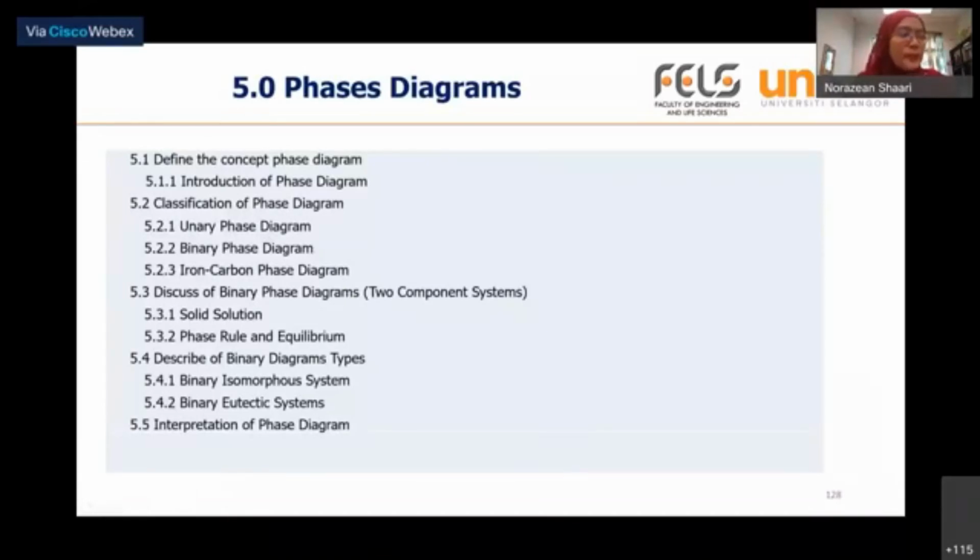Panjang juga topik ni. So the last one is phase diagram. Like half an hour only.